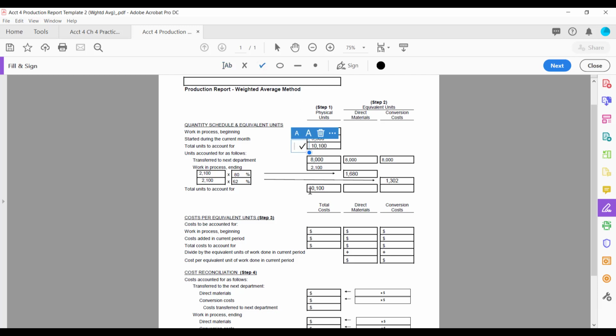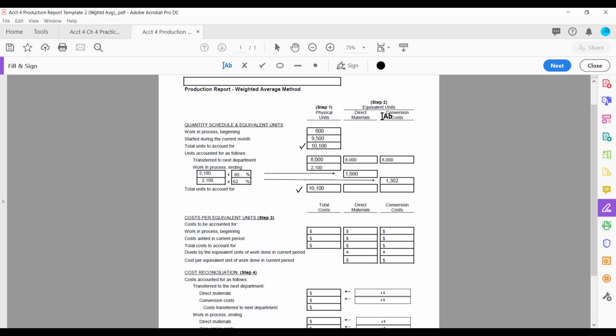That tells us we've done it correctly. So if that 10,100 up here equals the 10,100 down here, then we've done something right. Okay? So those two need to match up, and that goes back to that relationship we said, where beginning inventory plus inventory added should be equal to how much leaves inventory and how much is left over. So these two amounts need to be equal to these two amounts when they're added together.